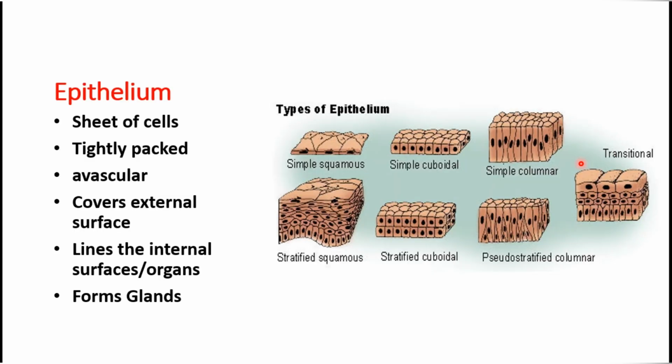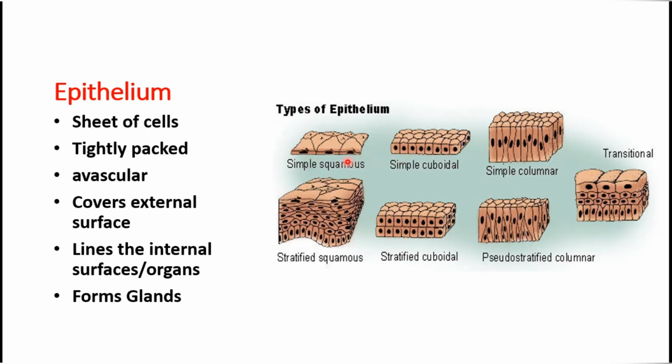So we define epithelium as a cohesive sheet of cells. By the word cohesive we mean that the cells of epithelium are closely packed to each other. You cannot see any gap between the adjacent epithelial cells.